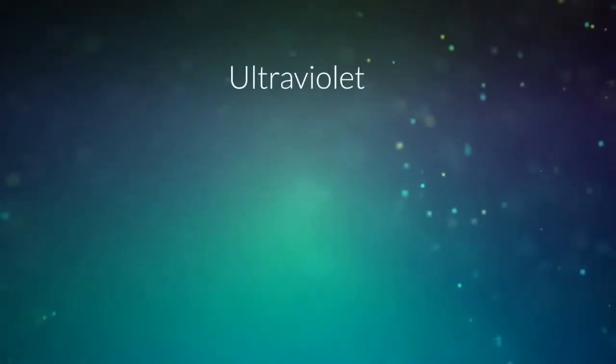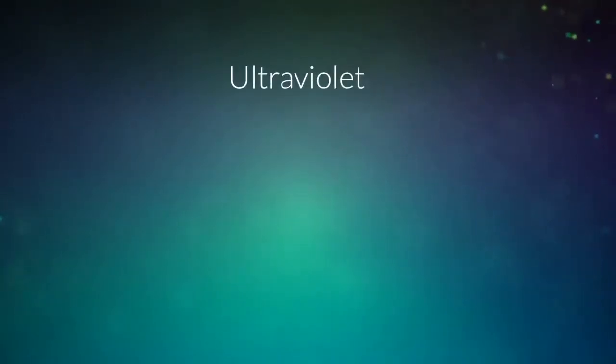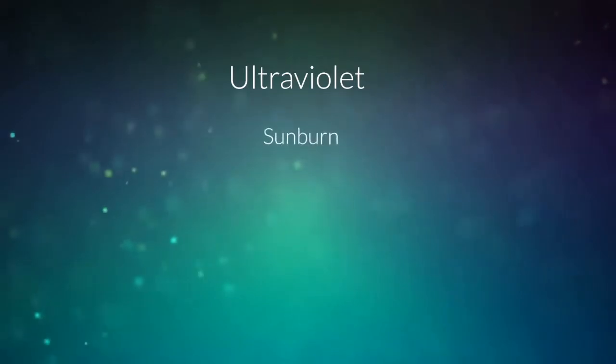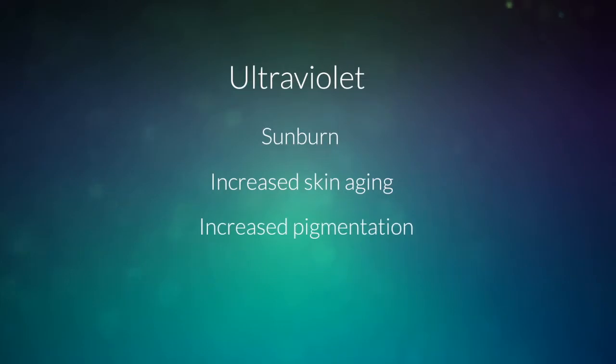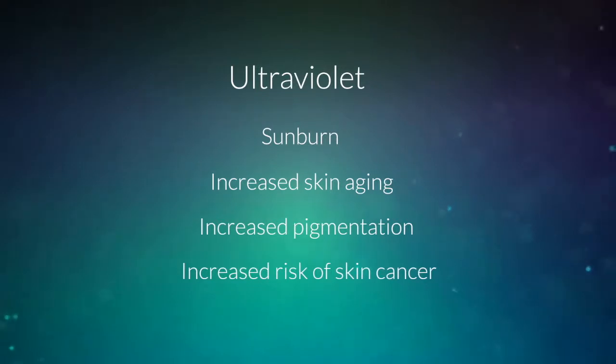For all wavelengths, exposure to an intense laser beam can cause burns to the skin. However, other effects can also occur for different wavelength regions. Primarily, skin damage can occur when exposed to ultraviolet wavelengths, causing anything from sunburn and an increase in skin aging, increased pigmentation or pigment darkening, known as tanning, to an increased risk of skin cancer for some regions of the ultraviolet spectrum.